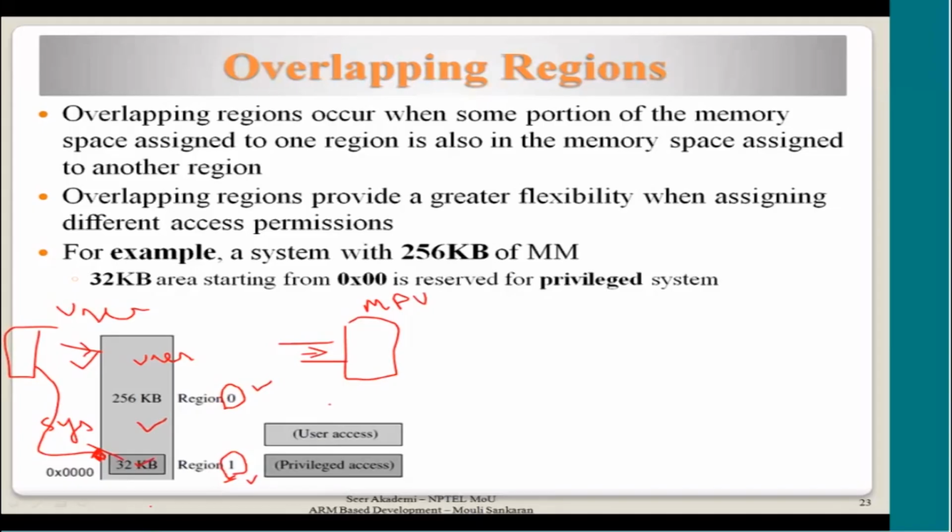Now, what's the job of the MPU? It should find out which has the higher priority number. This one. Then whose attributes should it consider for validating whether this access is valid or not? It should take the attributes of this region, which happens to be privileged access. Then who is trying to access now? A process which is running in the user space. Then create an abort. Don't allow the access to happen.